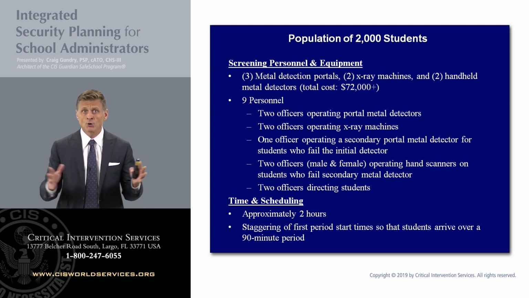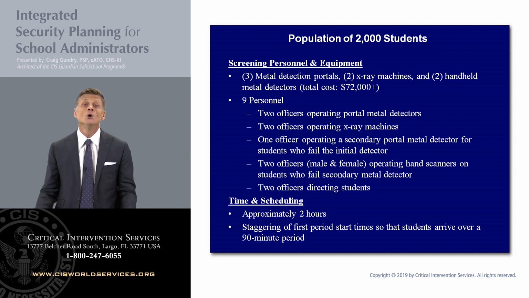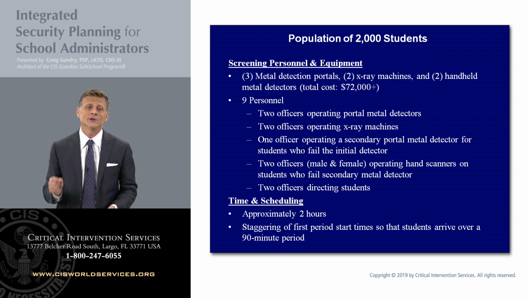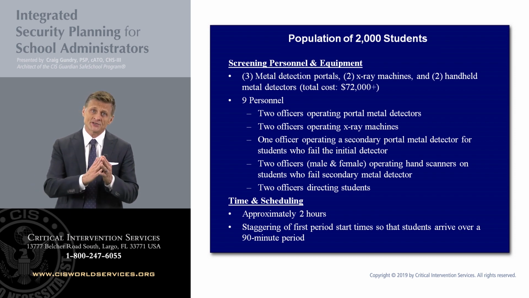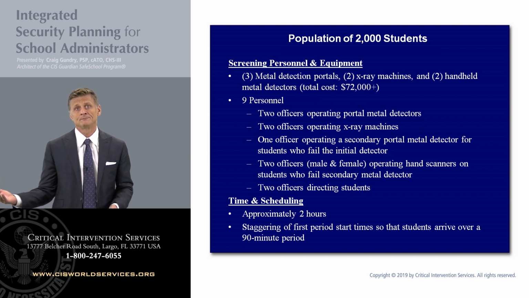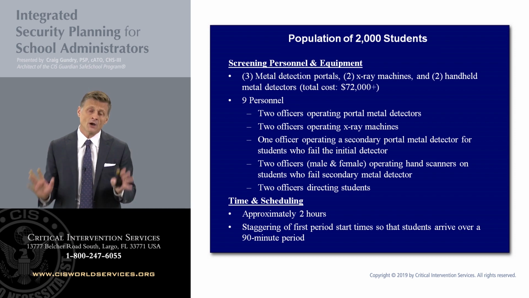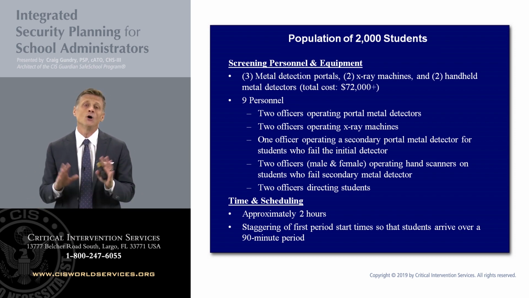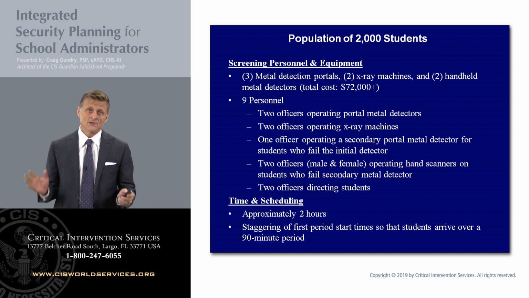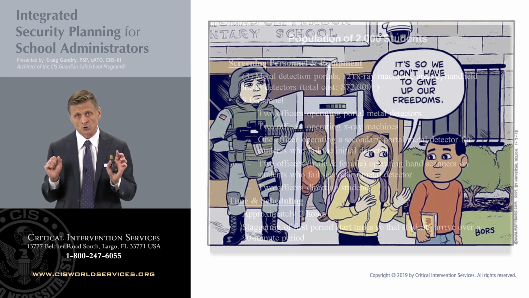Now again, this protocol I'm describing for a school of 2,000 students would require approximately 2 hours time and also staggering the first period start times so that students are expected to arrive throughout a 90-minute period of time before the start of school. Now, setting aside the matter of cost, logistics, and all of these other different factors, there is another important issue to consider, and that is the impact on school climate and school culture.